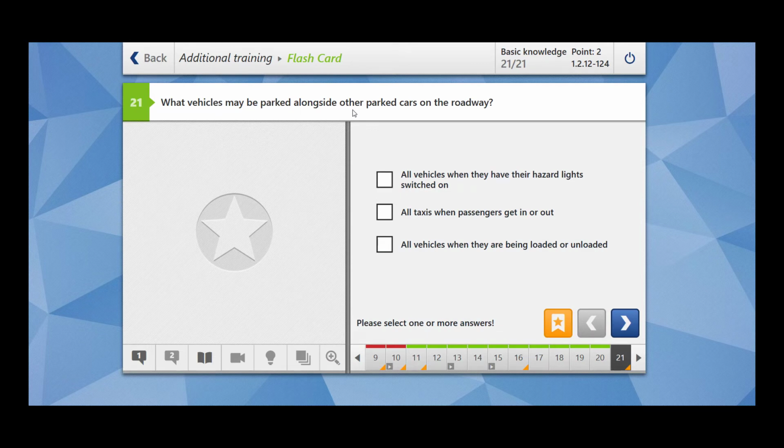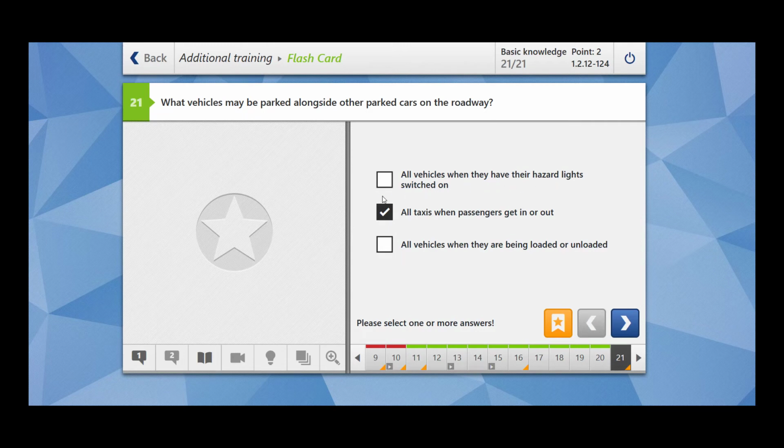What vehicles may be parked alongside other parked cars on the roadway? So which vehicles can be parked? All taxis. Whenever they want passengers to get in or to get out, then they can be parked alongside other parked cars on the roadway.